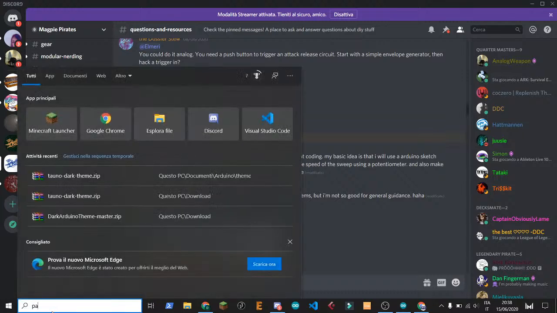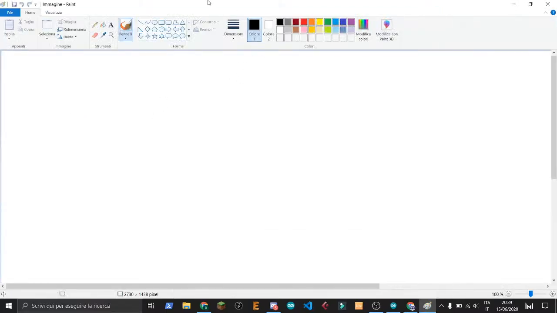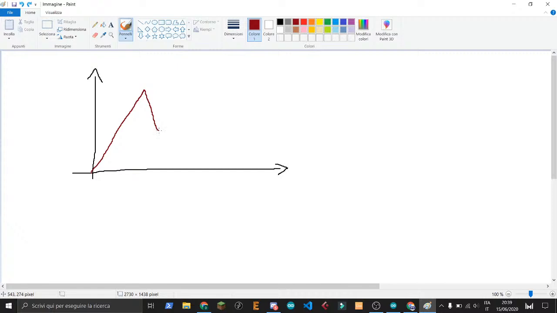So let's open the most beautiful thing to use when designing a circuit, a software called Paint. An ADSR envelope looks kind of like this. Like the attack. Let me use another color. Attack, decay, sustain, and release. Okay, so we have the attack portion.